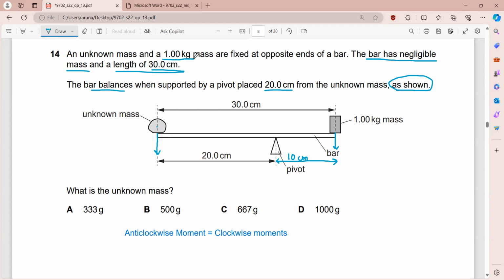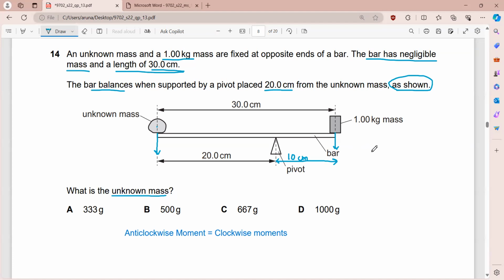So data-wise, they've shown everything in the diagram. And since they've said an unknown mass, I'm pretty much assuming that they're going to ask about the unknown mass, or what the unknown mass is. So something about the unknown mass. And in this case, they're asking what is the unknown mass? They want the mass. And here we have the 1 kg.